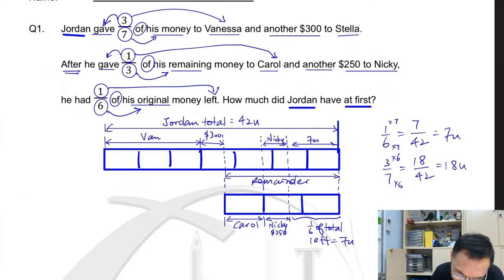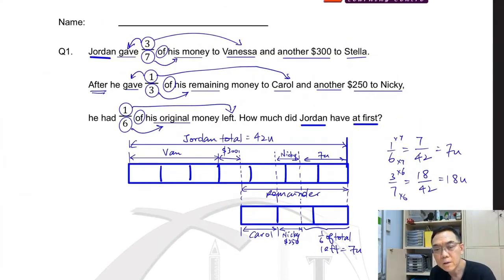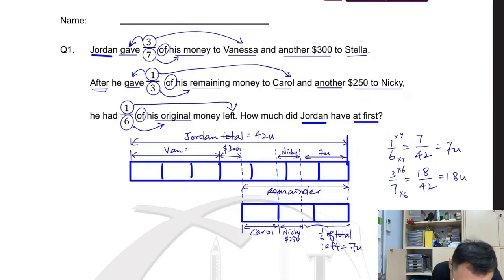Can anyone tell me what to do from here? You have 42 units, you have 7 units, you have 18 as well, right? 18 units. 18 units is Vanessa. So this is 18 units. Okay, let's label that. Okay, then what do I do?